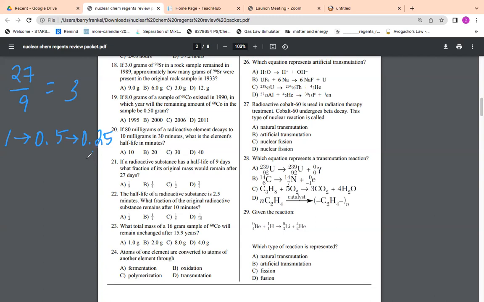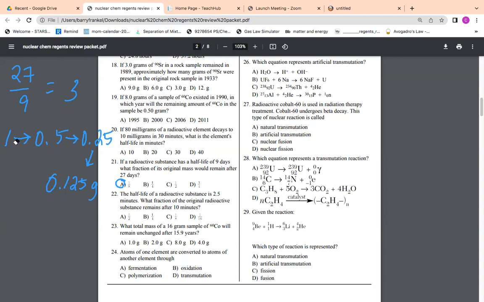Now for a third half-life, we are going to end up with 0.125 grams. And this is 1/8 of what we originally started with. If you take this 0.125 and multiply by 8, you will get 1. So this is 1/8 of what we started with. So our answer should be 1/8.